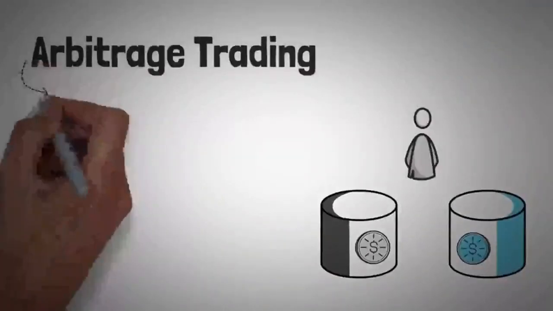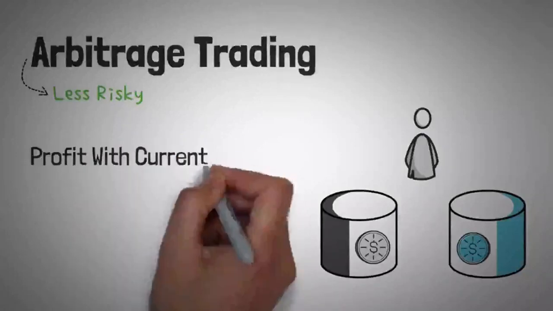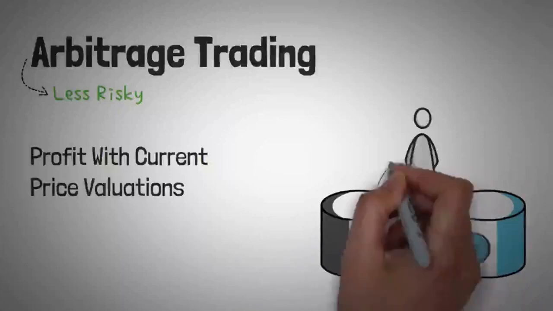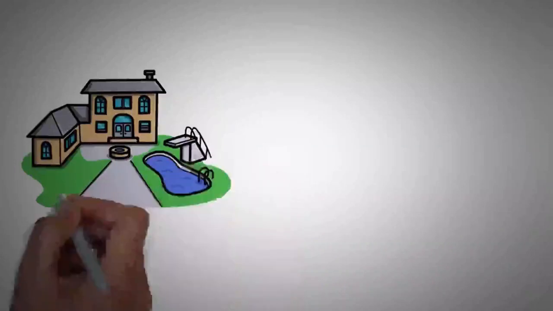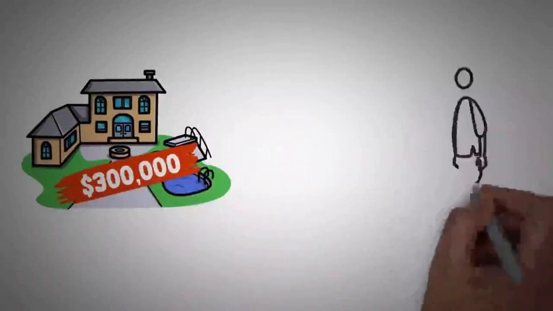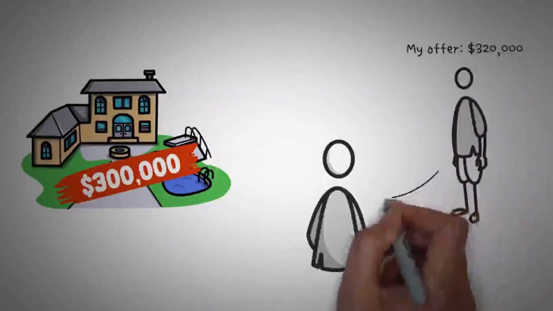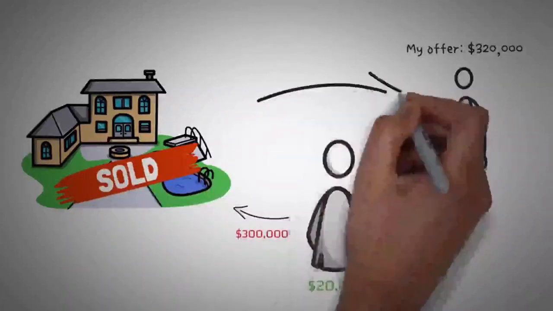Now, crypto arbitrage is actually less risky than day trading or swing trading because I'm not relying on a potential price action. Instead, I'm making a profit with current price valuations. Many traders call this a risk-free trade because you're just finding an opportunity and then making a profit on it. For example, if you found someone who wanted to sell a house for $300,000, but then you found someone else who wanted to buy that same house for $320,000, you could simply be the middleman and manage that transaction for the profit. There's hardly any risk there because you aren't even buying the house. Let's get into some examples.